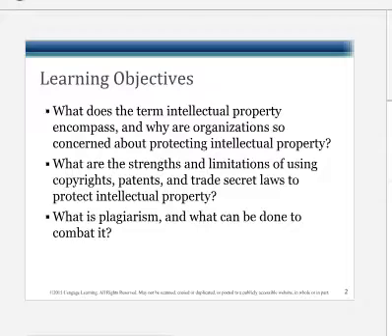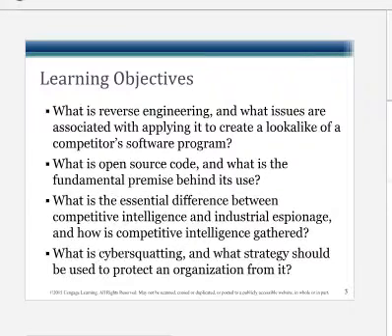When you write software, you want to be able to sell it. You don't want other people stealing your ideas. How do you protect it? That's done using copyright and trade secret laws. Plagiarism is claiming that some work is yours when you've actually just copy-pasted someone else's writing.